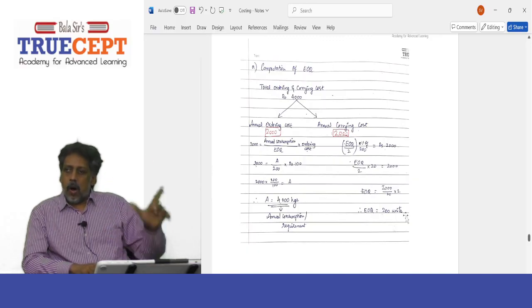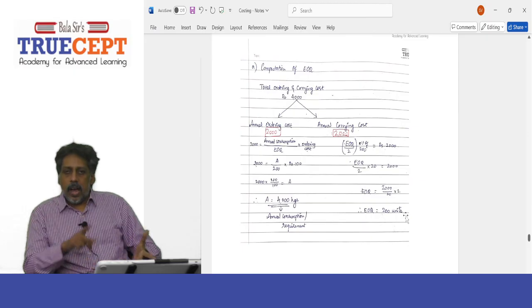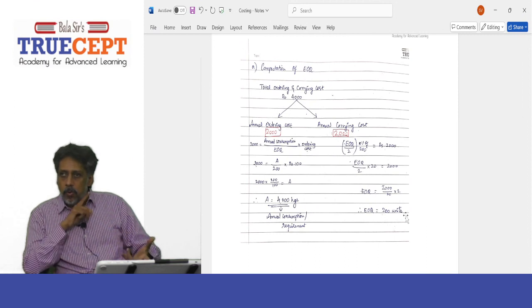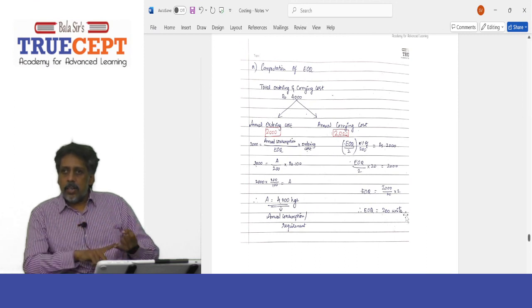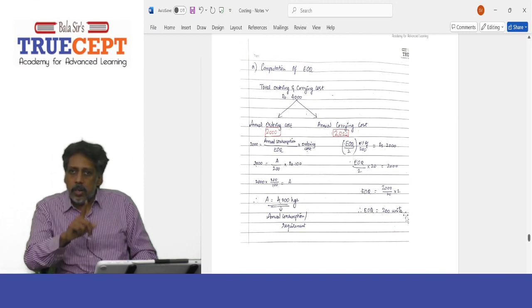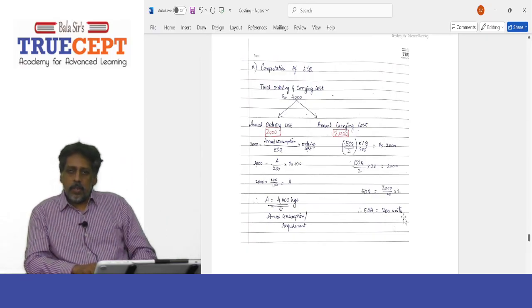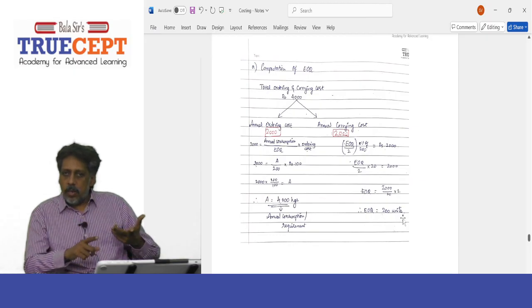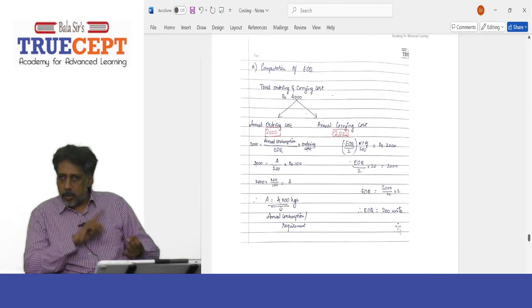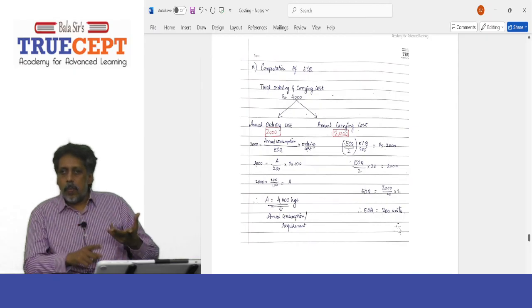Annual ordering cost equals the annual requirement divided by EOQ. You'll get the number of orders, that into the cost of placing one order. So 2000 rupees equals, we don't know the annual requirement, divided by EOQ, which is 200 units, into rupees 100, the order placing cost per order.